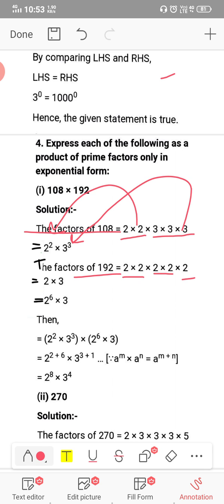So we can write it 2 into 2 into 3. So we can write it 2 to the power 6 into 3. यहाँ पर मल्टीप्लिकेशन का साइन होगा, ठीक है.